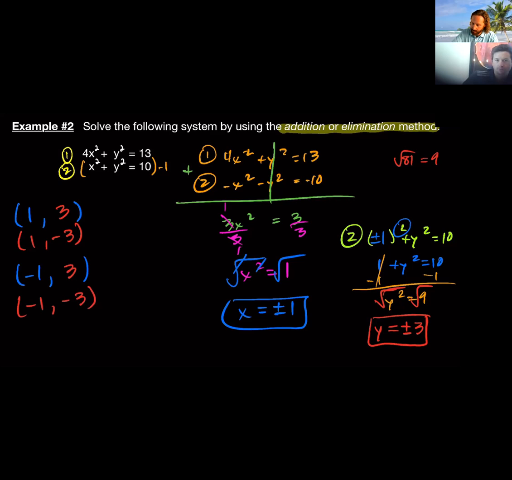which makes sense because hopefully you recognize that this is a circle and this is an ellipse. A circle is when the coefficients are the same and both x and y are squared. So if there's a number in front and they're both squared, then it's going to be elongated in one direction, either the x or the y.